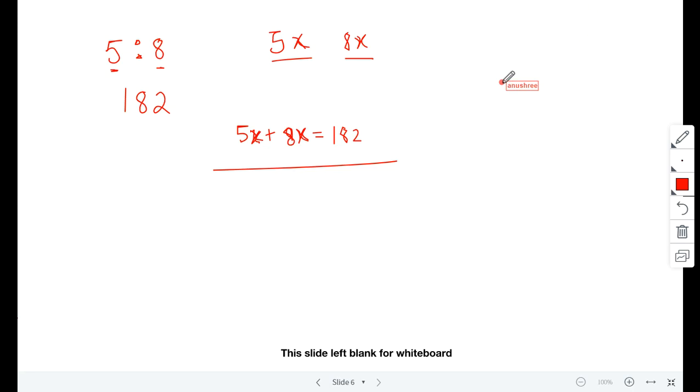So calculate x from here. Okay, so now we know that 13x equals 182 divided by 13. And 13, wait, oops.